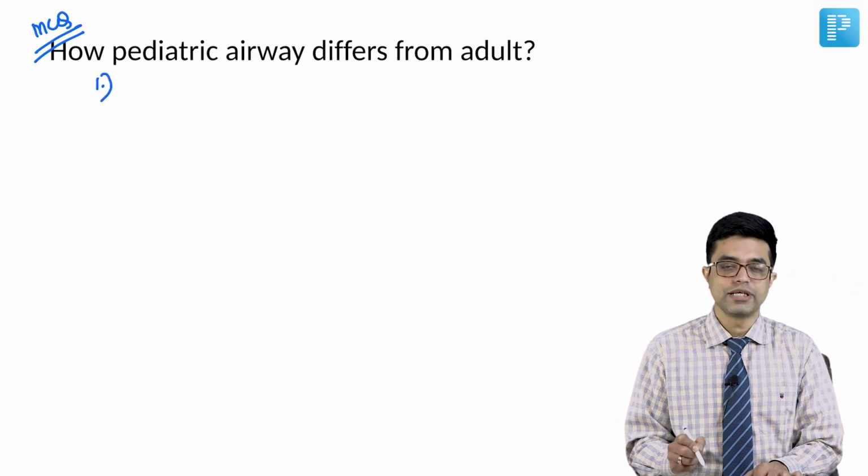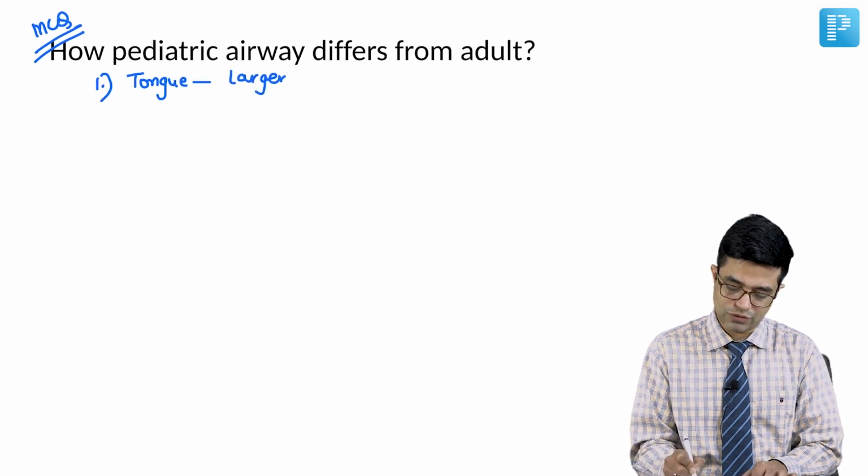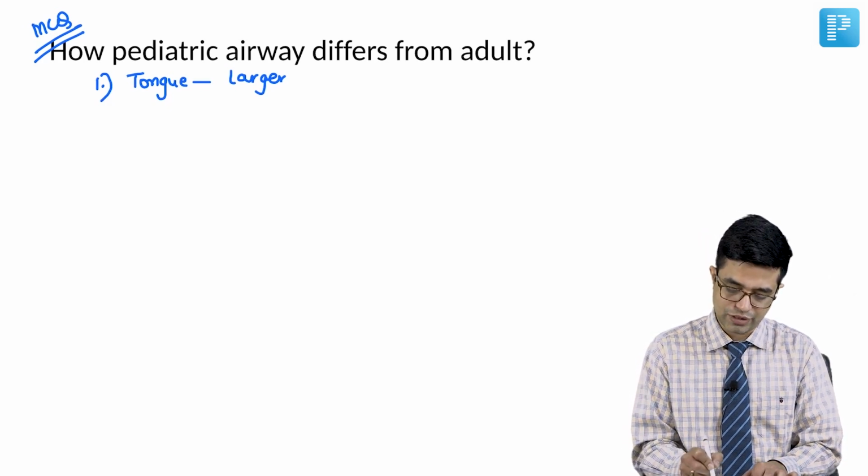First of all, look at the oral cavity. In children, the tongue is larger in size with respect to the oral cavity. So, a larger tongue with respect to the oral cavity is seen in children.